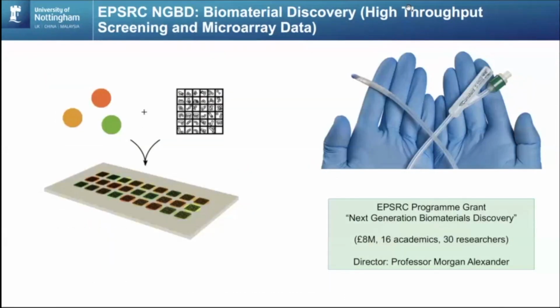Next slide, please. So this is not so much related in particular with the medical school, but it's also relevant. This is the sort of support and collaboration that we are closely involved with Professor Morgan Alexander on his program grant. So this is a huge grant with many researchers and academics involved. And what they're looking into is to provide high throughput screening for biomaterials discovery. So they're interested in biomaterials that promote immune modulation and prevent bacterial and fungal attachment.